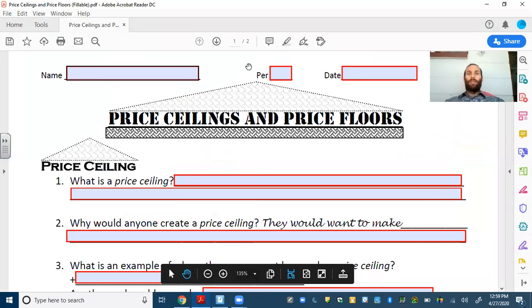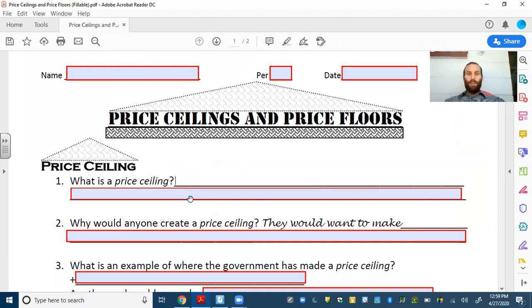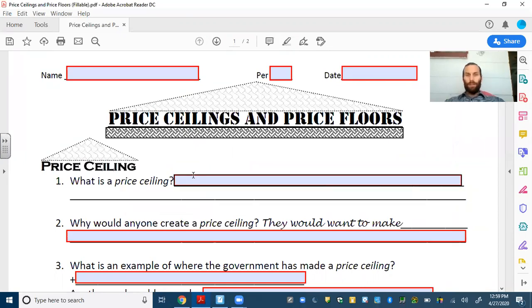So already you should have your name, period, and date filled in. That's very important. But we're covering price ceilings. And remember, you have 2 blanks there. So if you run out of room in this blank, you can always bop down to this spot here.